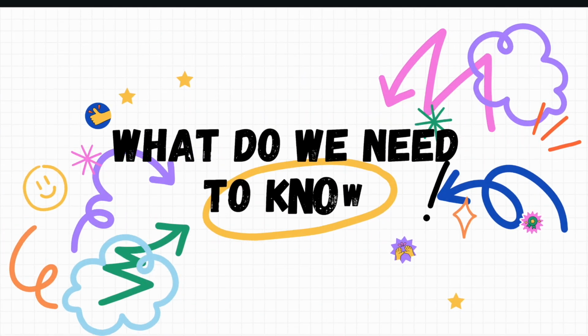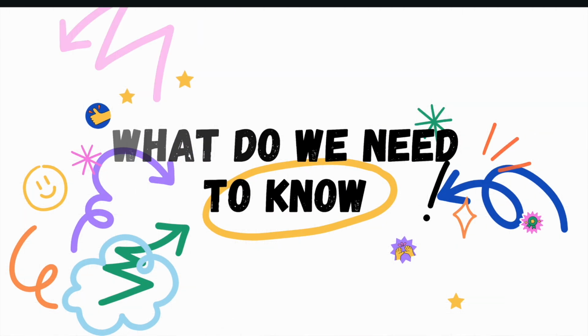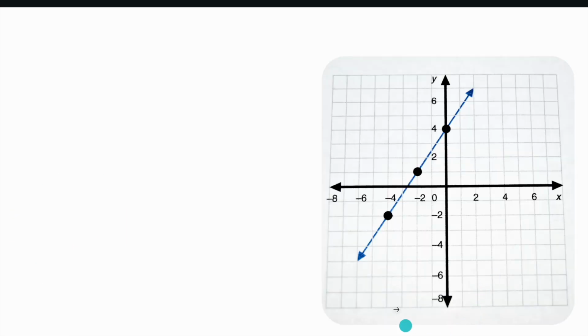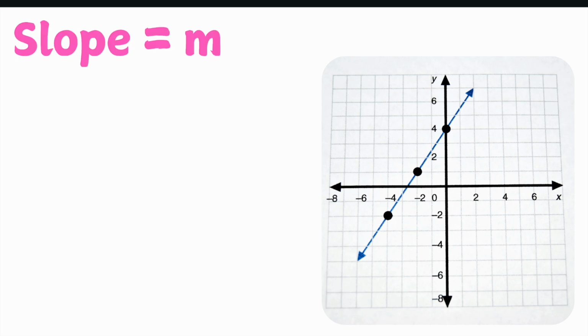What do we need to know? So, when we have a linear function, what we're going to have to know as the characteristics is first going to be our slope, m. Also, how do we find slope in a graph? That will be slope equals rise over run. So in this case, we just pick any 2 points on the line.